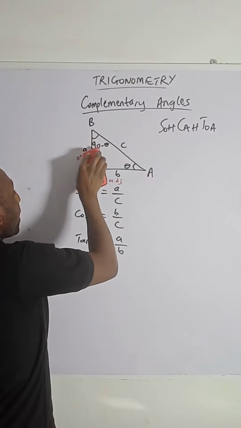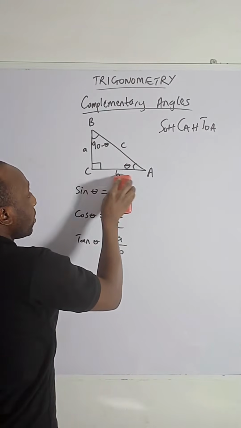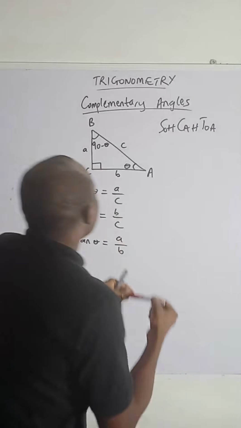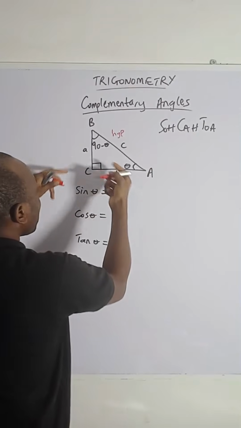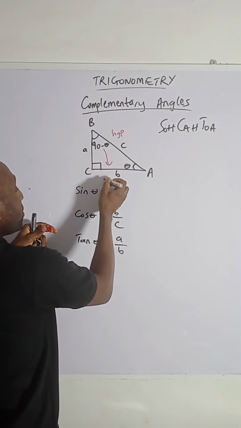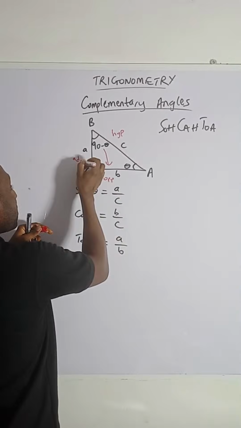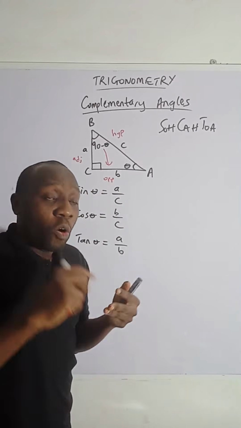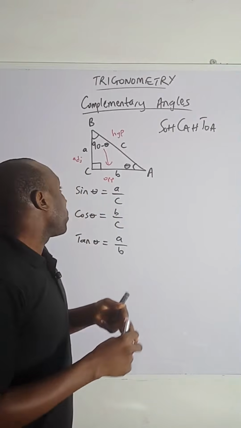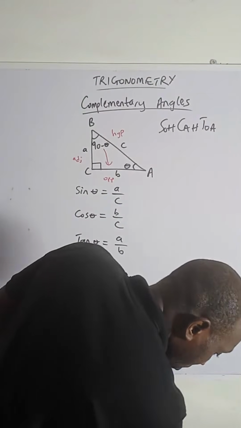Oh, I shouldn't have cleaned that hypotenuse. It's going to stay the same. The only thing that will change is what? This is still going to be the hypotenuse, irrespective of what the angle is. So if I'm making this one the angle, this is the opposite, and this is the adjacent. So we want to get sine 90 minus theta, cos 90 minus theta, and tan 90 minus theta.